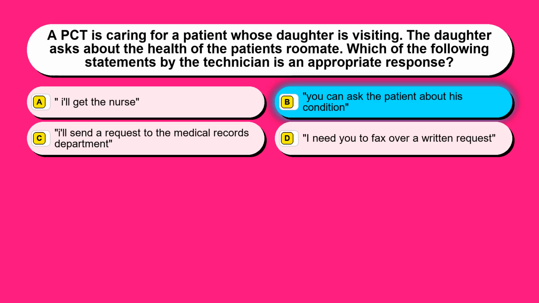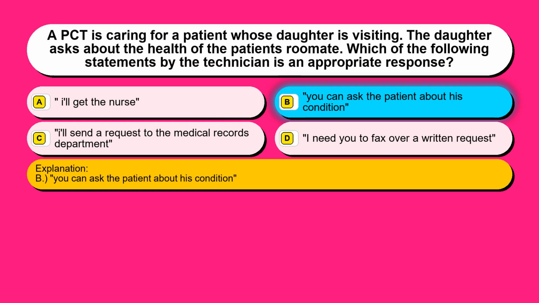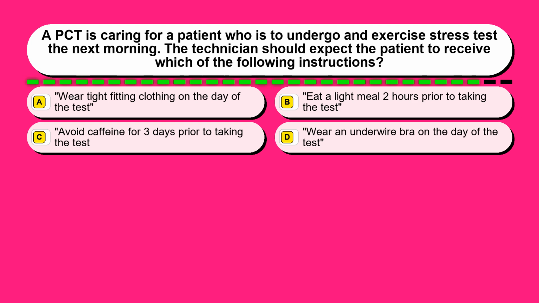The correct answer is option B, you can ask the patient about his condition. Question 72. A PCT is caring for a patient who is to undergo an exercise stress test the next morning. The technician should expect the patient to receive which of the following instructions?